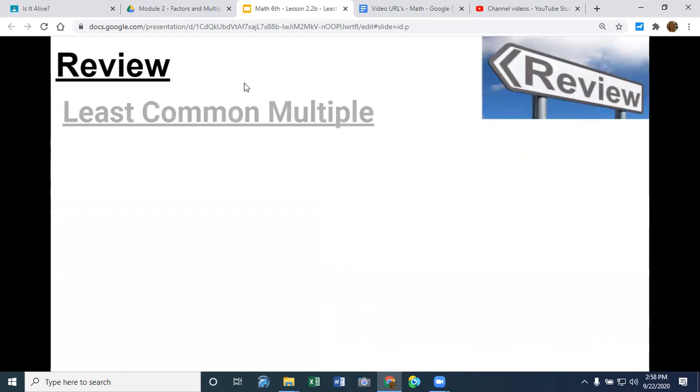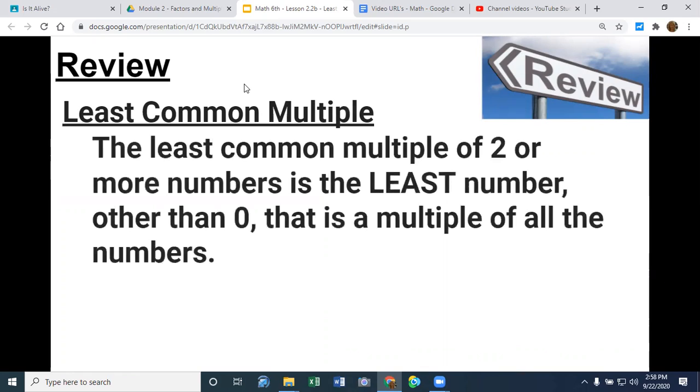Some more review. What is the least common multiple? That is the least common multiple of 2 or more numbers. The lowest common multiple of 2 or more numbers is the least number, other than 0, that is a multiple of all the numbers.